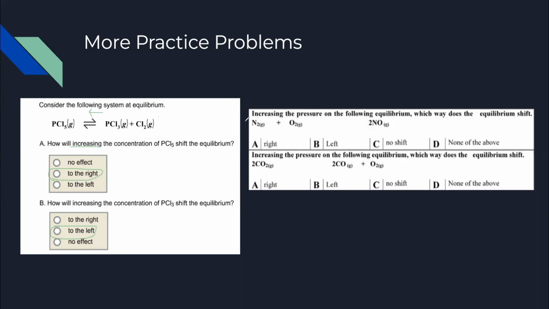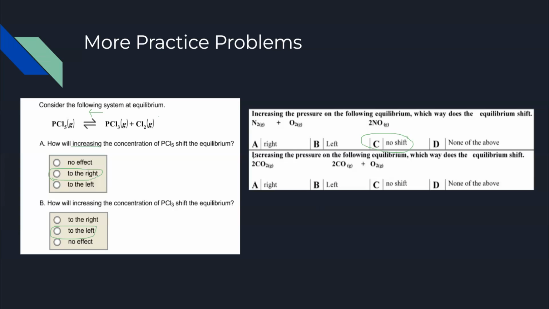Along with that, you have two more problems. Increasing the pressure on the following equilibrium, which way does the equilibrium shift? Remember, when you increase the pressure, you're going to the side with the fewer moles, and that can be determined by coefficients. But the problem is that both sides have the same coefficients: 1 N2 plus 1 O2 creates 2 NO. That's basically the same. So you have no shift, as there's no greater amount of moles on either side of the reaction.